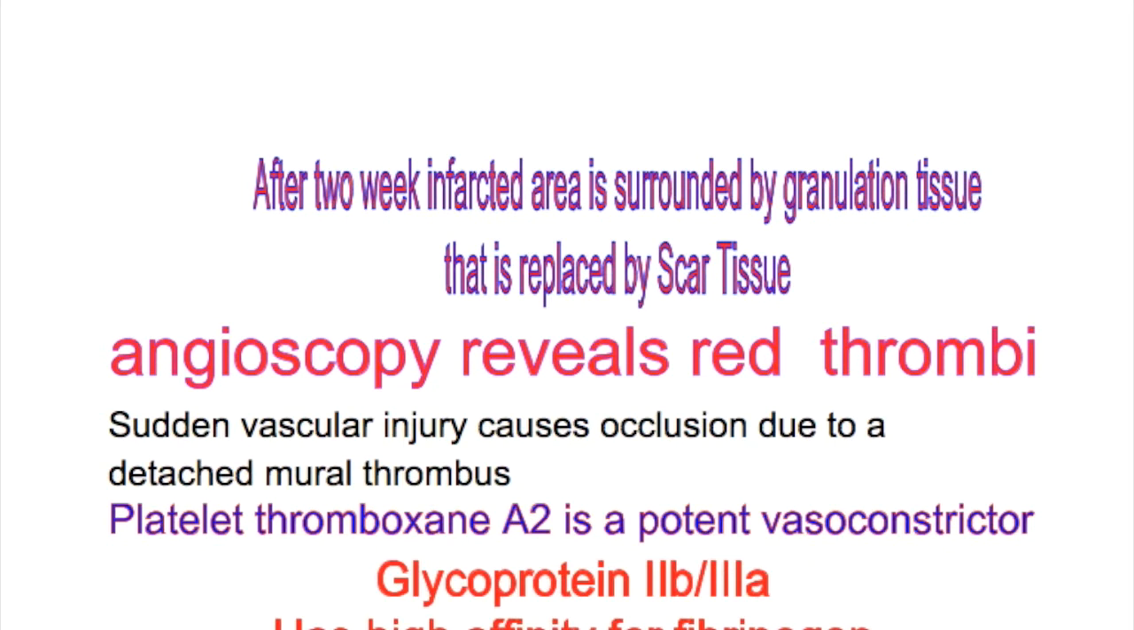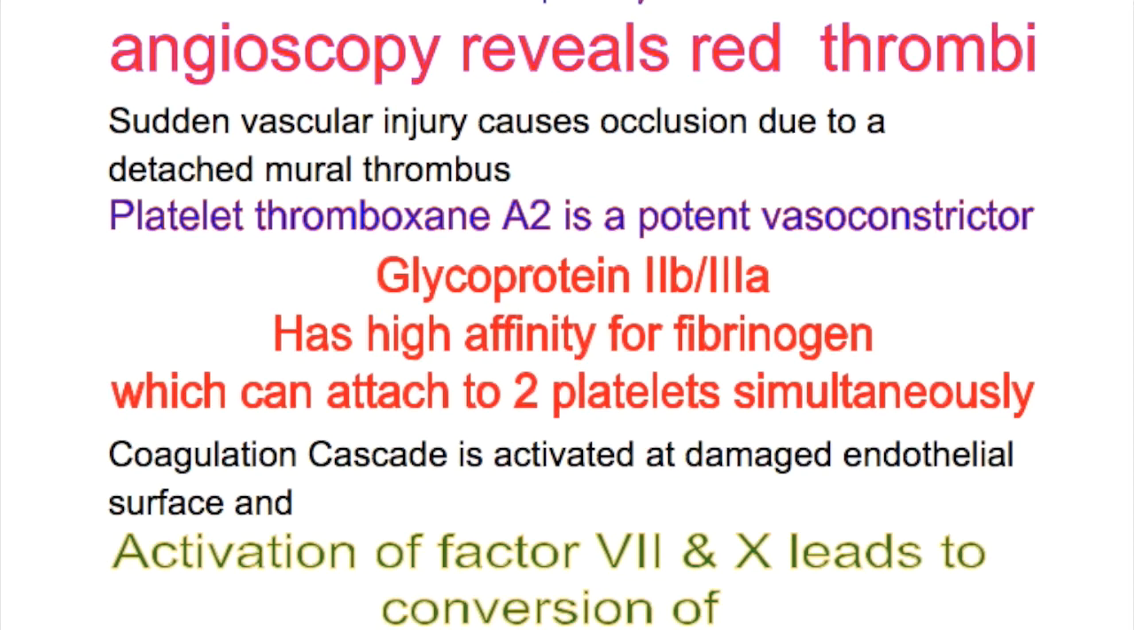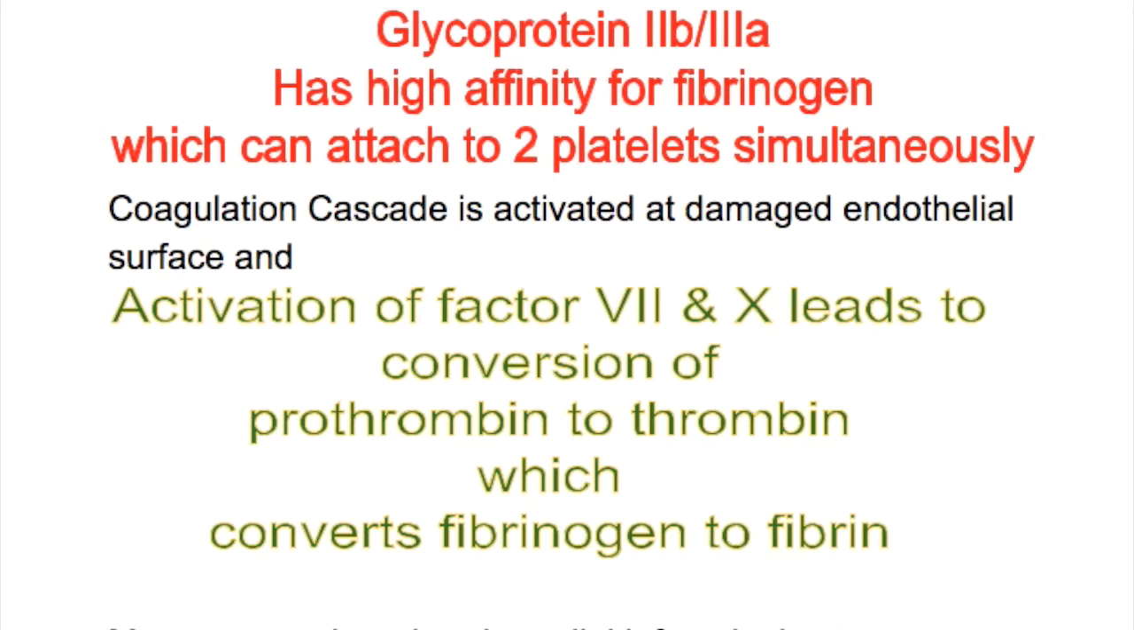And then the coagulation cascade is activated at the damaged endothelial surface. An activation of factors 7 and 10 leads to conversion of prothrombin to thrombin, which converts fibrinogen to fibrin, which forms a clot. How about the subendocardial infarction?